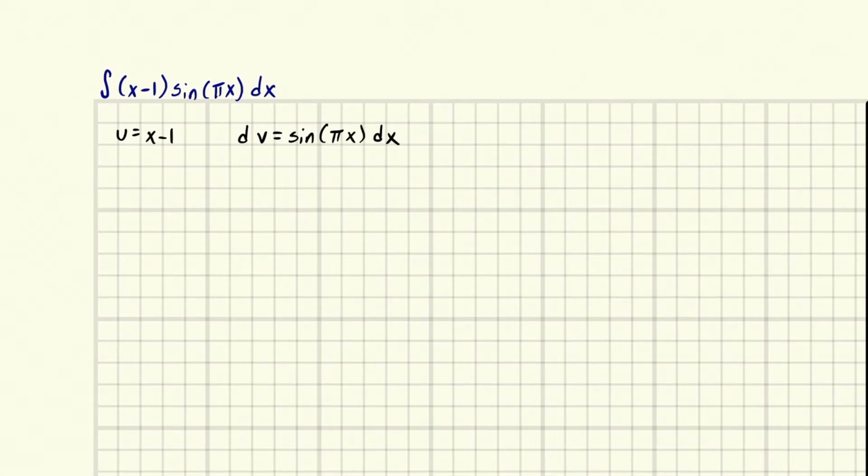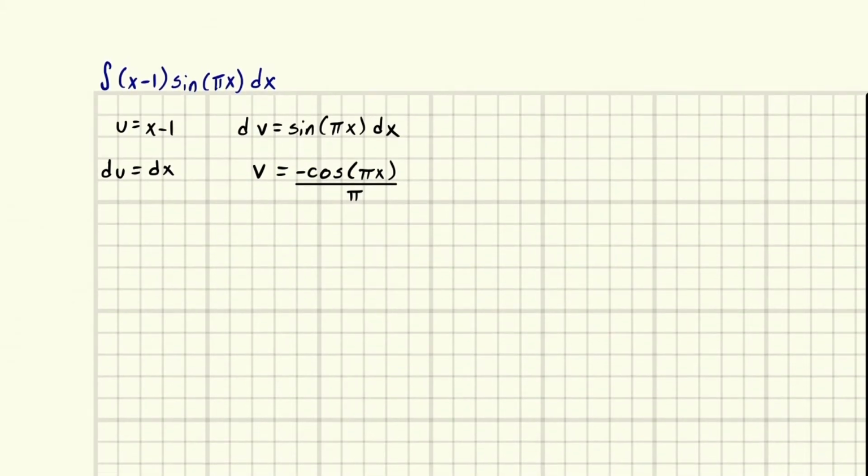If we now take the derivative of u, we're going to get just dx. And if we take the integral of dv, we're going to get negative cosine, and then inside we're going to have pi x. Because of the chain rule, normally we'd multiply by whatever's inside, but since we're integrating, we're going to divide. So we're going to get a pi right there, and that will be v.